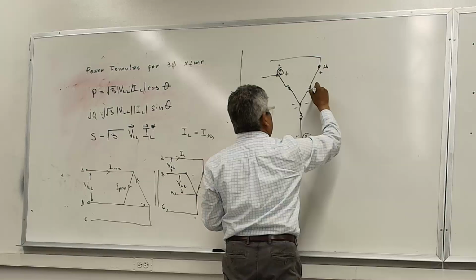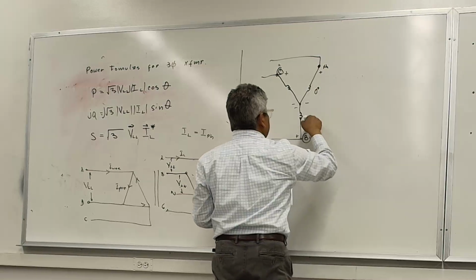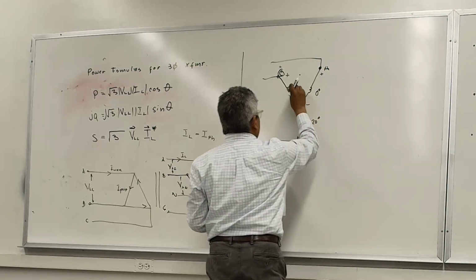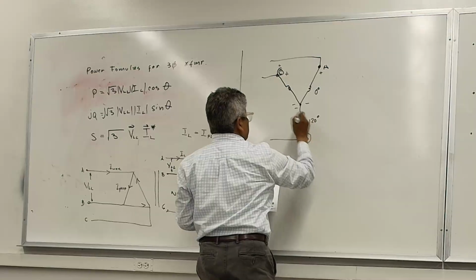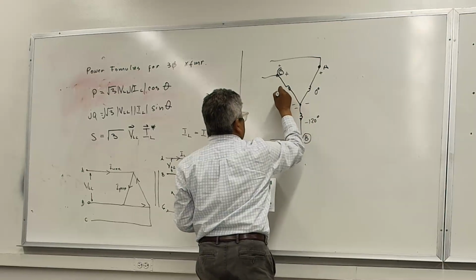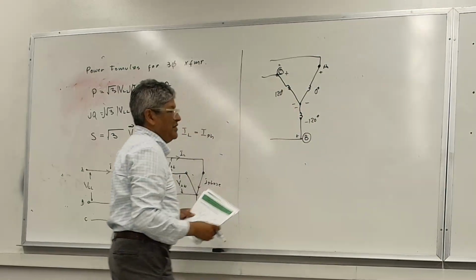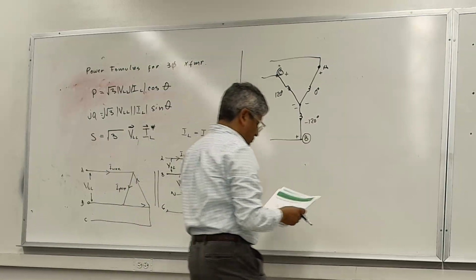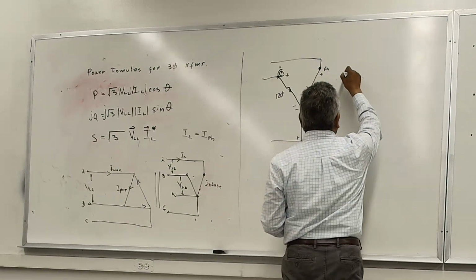We can start with A. A is at 0 degrees. B is at minus 120 degrees, and C is at 120 degrees. I think we talked a little bit about that before, but we'll get into some more details.